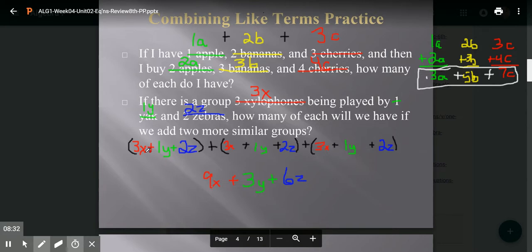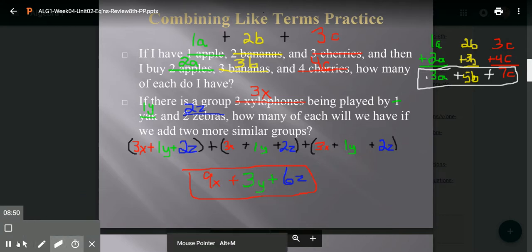Now, xylophones plus yaks, we don't wind up with xylax. They are separate entities. We've combined our like terms, and now we're done. This is our simplified expression. All right, I'm going to pause the video and erase the screen here.